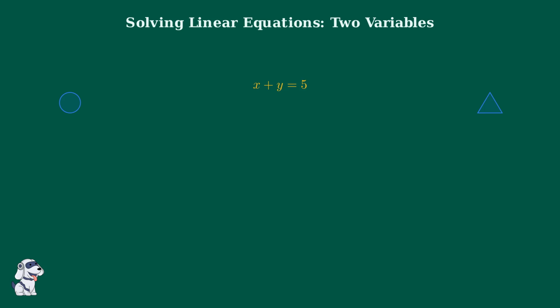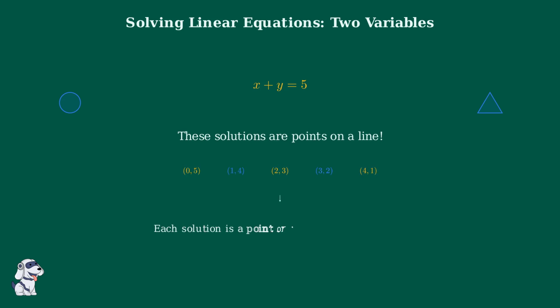Now here's the most important part. All these solution points lie on a straight line when graphed on a coordinate plane. Each solution we found represents a coordinate pair, and when we plot these points on a graph, they all lie on the same straight line. This line is the graph of the equation x plus y equals 5. This is why we say that a linear equation with two variables represents a line, and every point on that line is a solution to the equation.